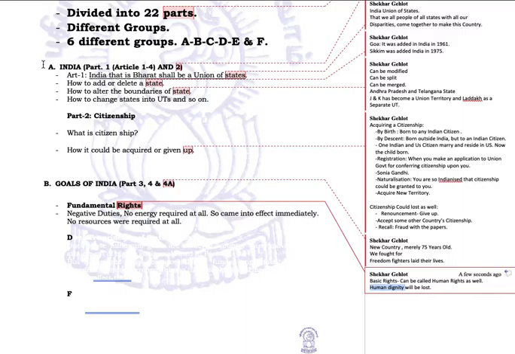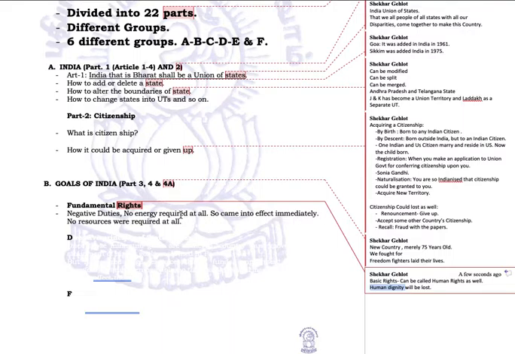And what did we get after this freedom? We got our right to choose and determine the goals of India. The first goal of India is in Part 3, that India shall provide fundamental rights to its citizens. So what are fundamental rights? Those basic rights without which human dignity will be lost. They are also sometimes referred to as negative rights. Why negative rights? Because no energy is required at all, so they came into effect immediately.